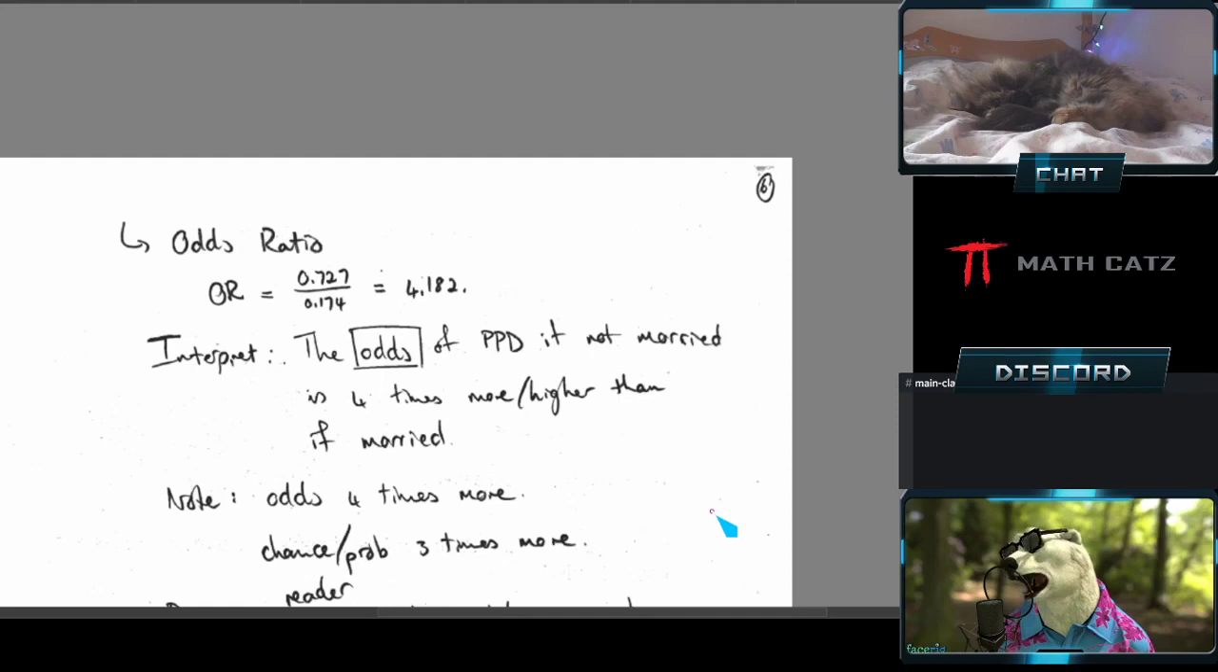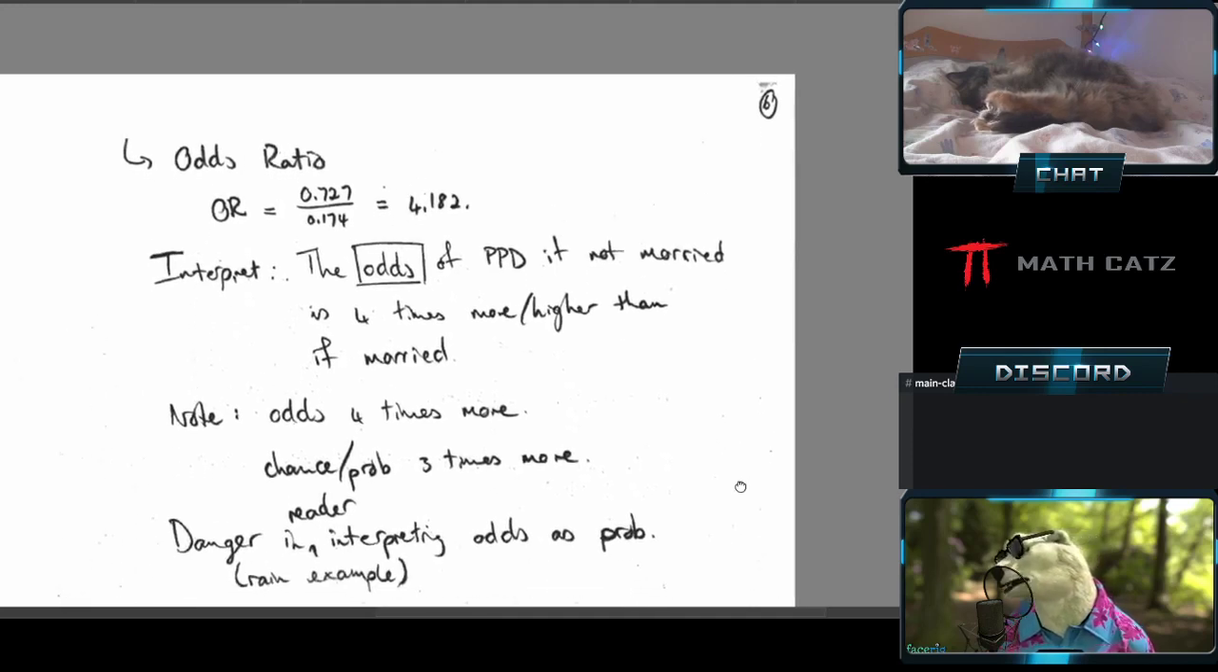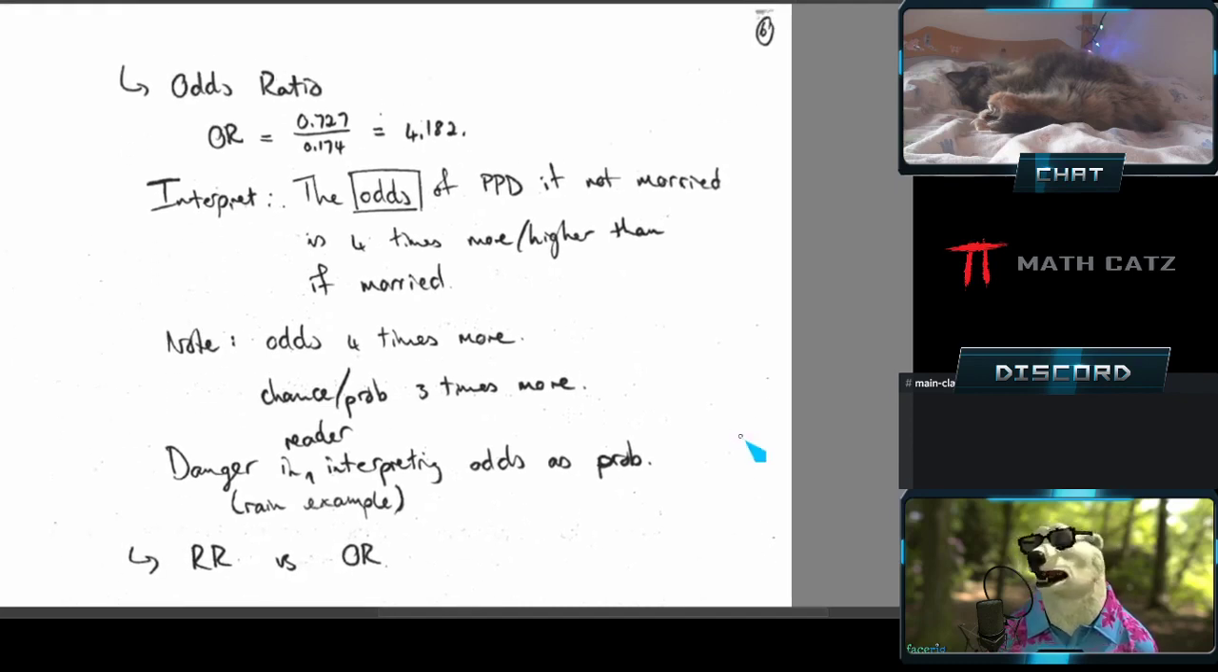So because readers don't always understand odds versus probabilities and how they are linked but not the same, there is a real risk and a real danger for the reader to not correctly interpret the odds ratio. And there is a debate between which one should be presented, which one should be used. Should we use both all the time? Should we just stick to one?